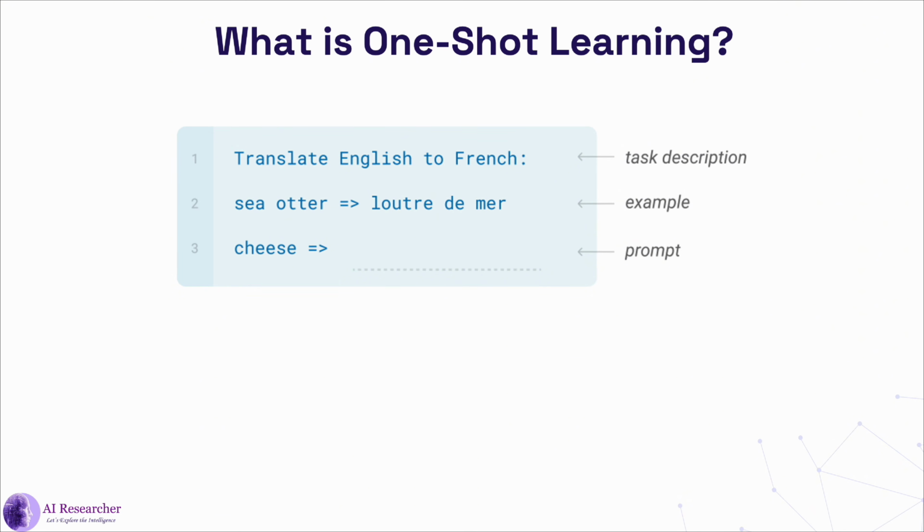The key characteristic of this method is that the model is given one example before performing the task, and the model uses its understanding of the task and the example to generate the correct translation for the word cheese. Similarly to zero-shot learning, no gradient updates are performed in one-shot learning, and the model does not adjust any of its internal parameters during the task performance. It only uses the provided task description and the example.